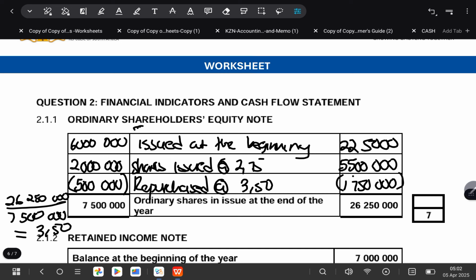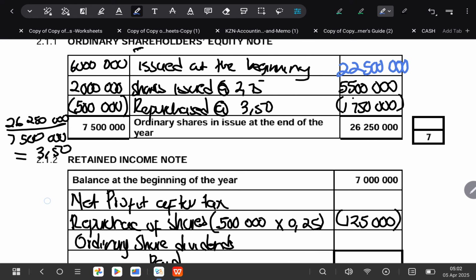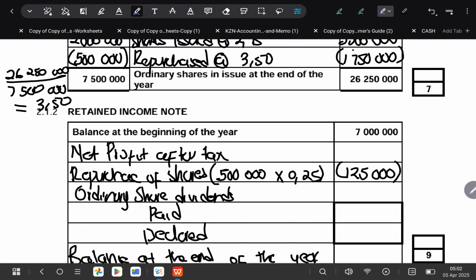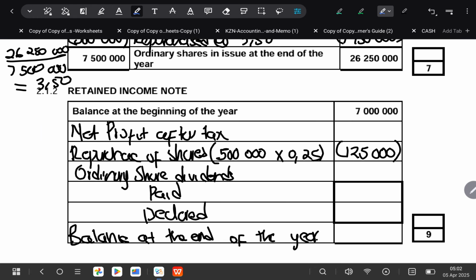Would have our 22,500,000. Then you will be done with your ordinary share capital. I feel like ordinary share capital is the easiest node to complete. So you are done with your ordinary share capital. Okay, and then after this, we need to check how we are going to get our information.